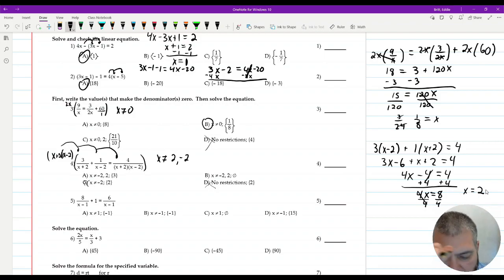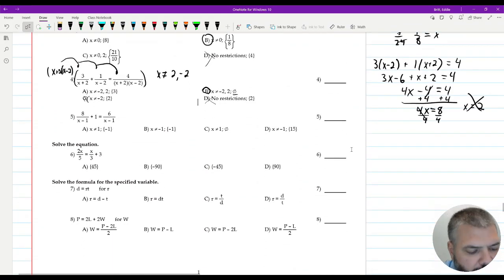Now, remember that you have to check your answer back with the restriction. One of the restrictions was positive 2, and I got my answer as positive 2. When that happens, it means we don't take this answer, and the answer is no solution. So your answer is B there.